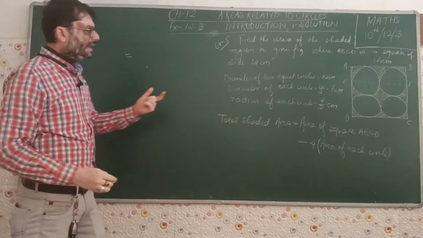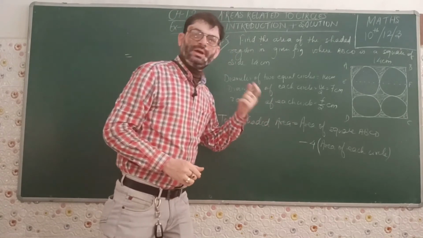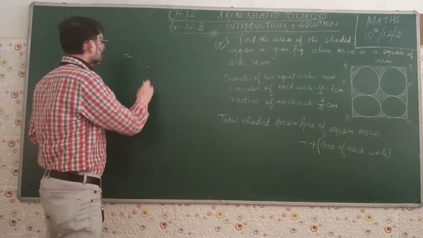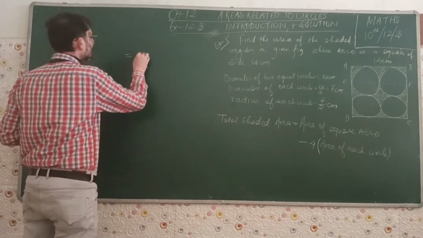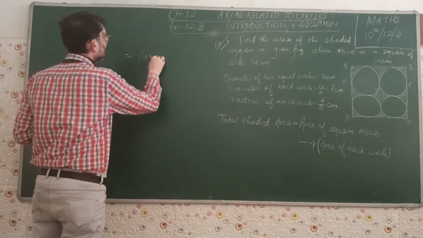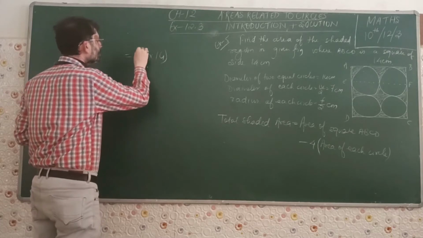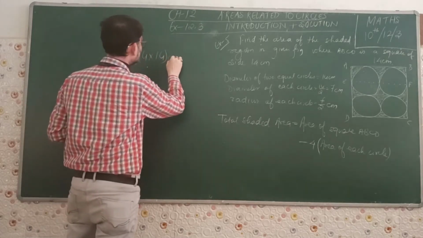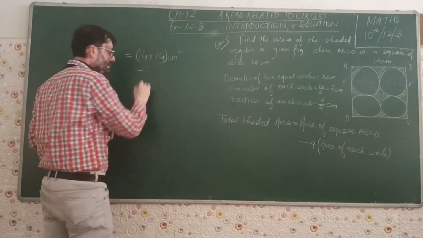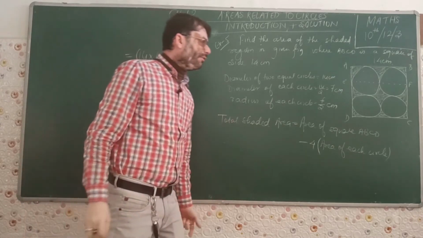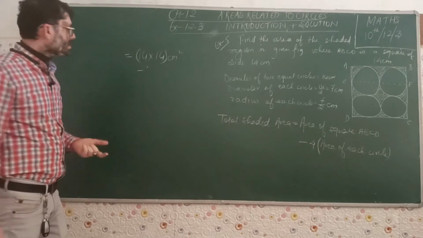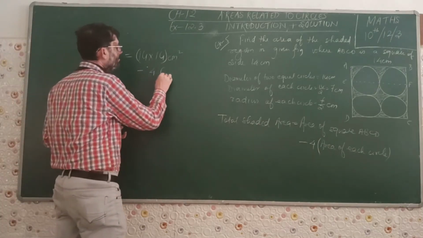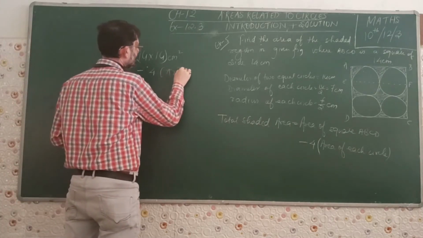So what is the area of the square? Area of the square is side into side. What was the length of the side? That is 14 centimeters. So area of the square is 14 into 14 centimeters square, minus 4 into area of each circle. Area of circle is given by pi r square, and 4 times pi r square.